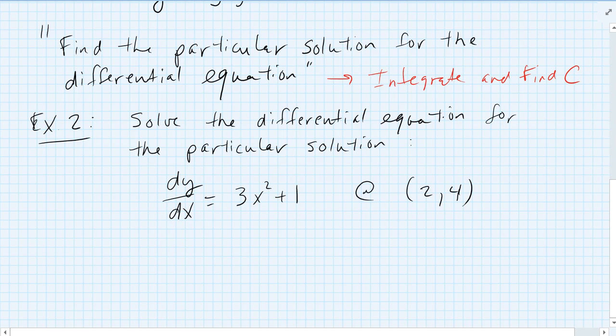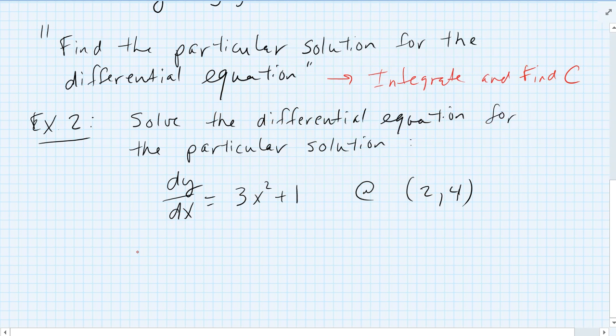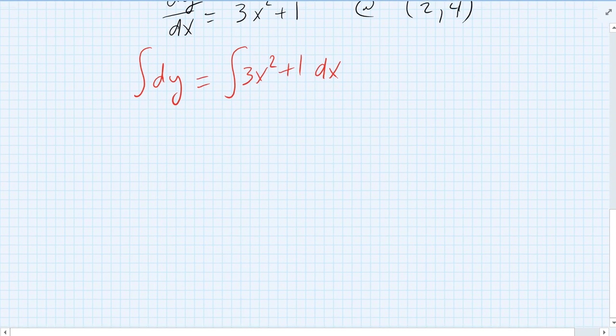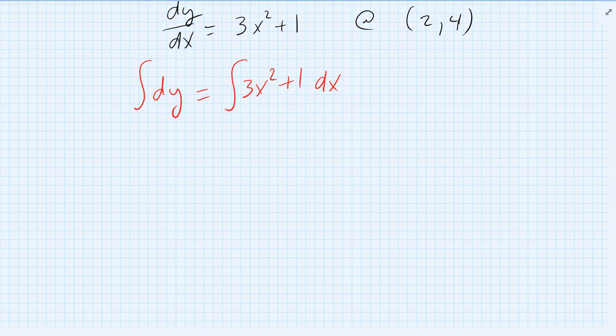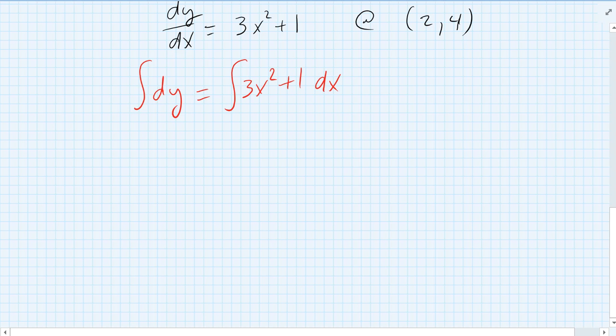So what does that translate to? It translates to integrate that derivative and use the point to find C. So we're going to rewrite this, and I'm going to change the thickness a little bit. There we go. So we're going to integrate both sides. And what does that give us? What's the integral of dy? y.